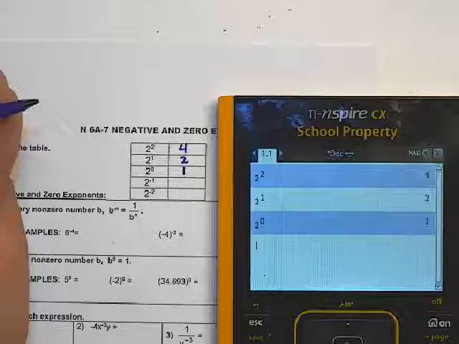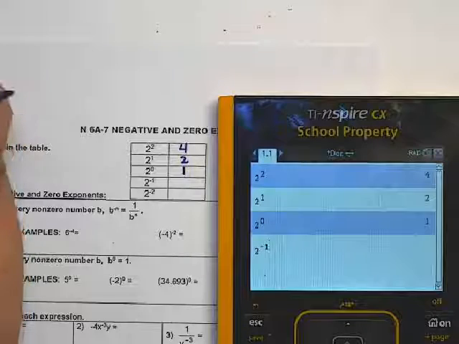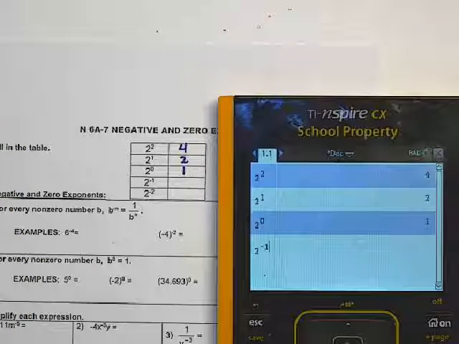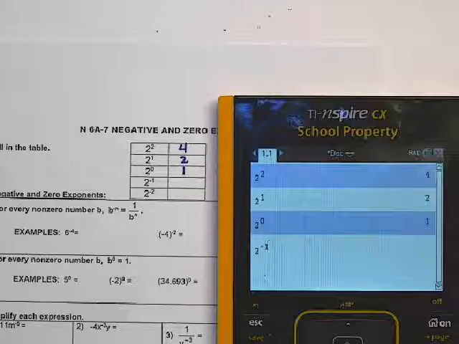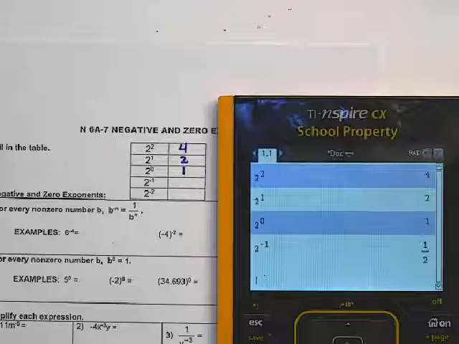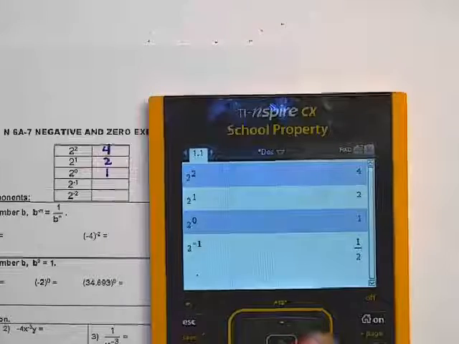Then I have 2 to the negative first power. Now, let's talk about what we know. Can you have a negative exponent? You cannot have a negative exponent. So what happens? It turns positive. And it goes into a fraction, right? And where does it have to go on the fraction? The bottom. So 2 to the negative first power is 1 over 2.